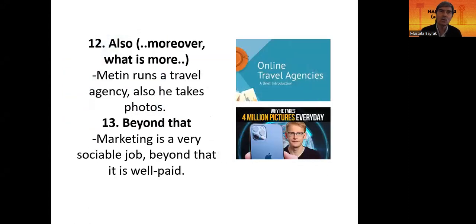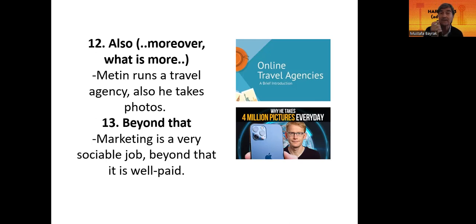12. Also, or moreover, what's more. Just like moreover and what's more, also is an additive conjunction. Metin runs a travel agency. Also, he takes photos. Okay? Beyond that, marketing is a very sociable job. Beyond that, it is well paid.